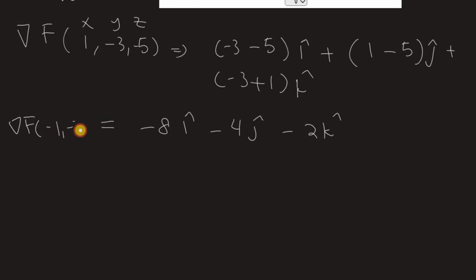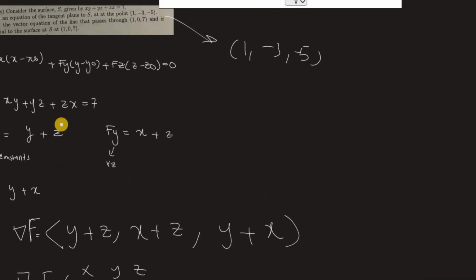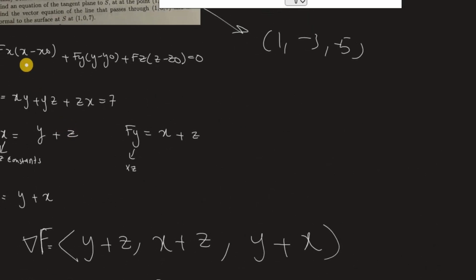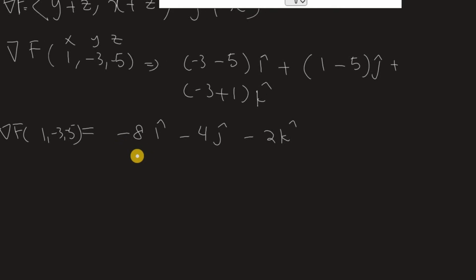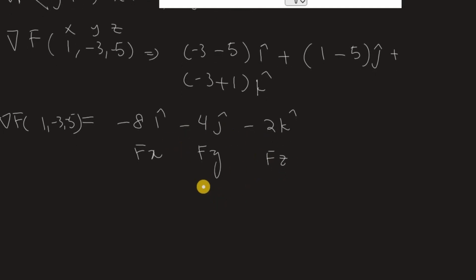So now you can finally use the equation to solve for the tangent plane. So we have the equation as f of x, x minus x0, f of y, y minus y0, and f of z, z minus z0. So this is our f of x evaluated at the point, f of y evaluated at the point, and f of z evaluated at the point. Don't forget to evaluate at the point. This is very important. Just don't forget it. Okay. So now we can go ahead and use this equation that I wrote at the top. So let me write it again at the bottom.